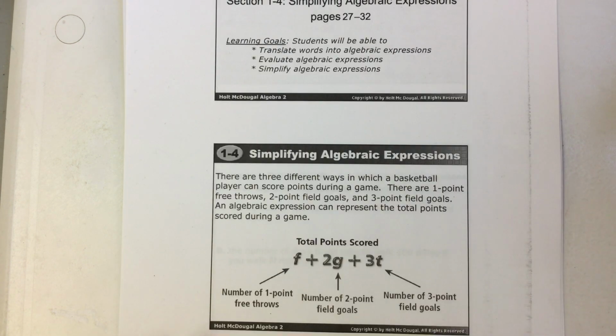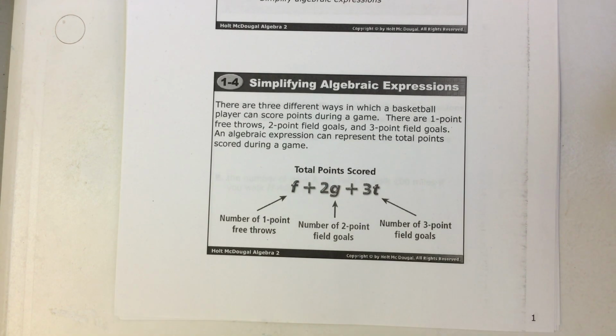This is Algebra 2 and today we are looking at how to simplify algebraic expressions, and that is section 1.4 in our textbook. So the first thing is being able to go from a word situation into what they call an algebraic expression. And what that means is that you no longer have words. You now have numbers, letters, and symbols. So let's look at this first situation.